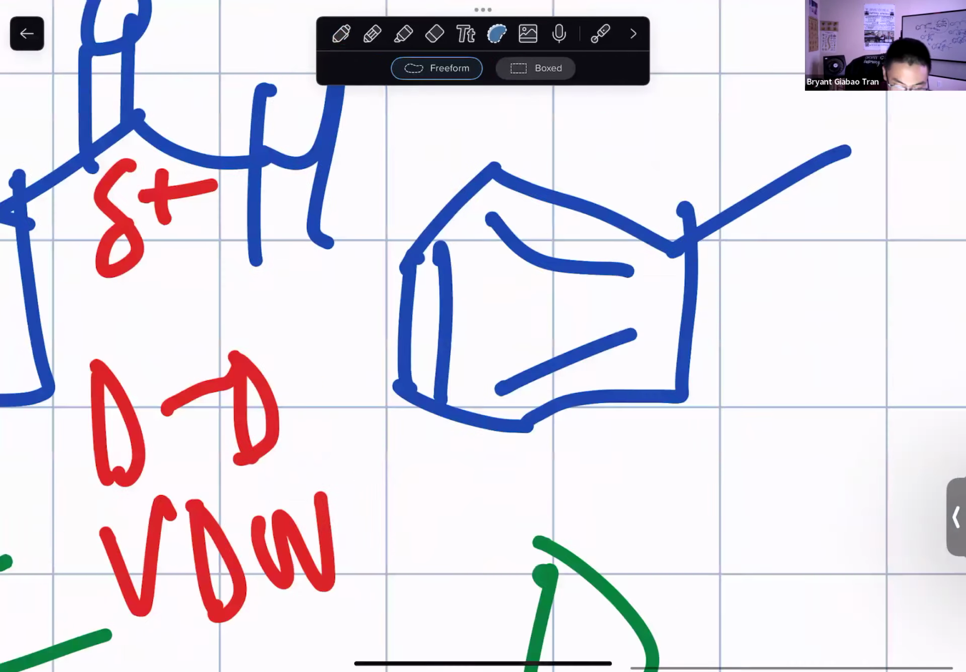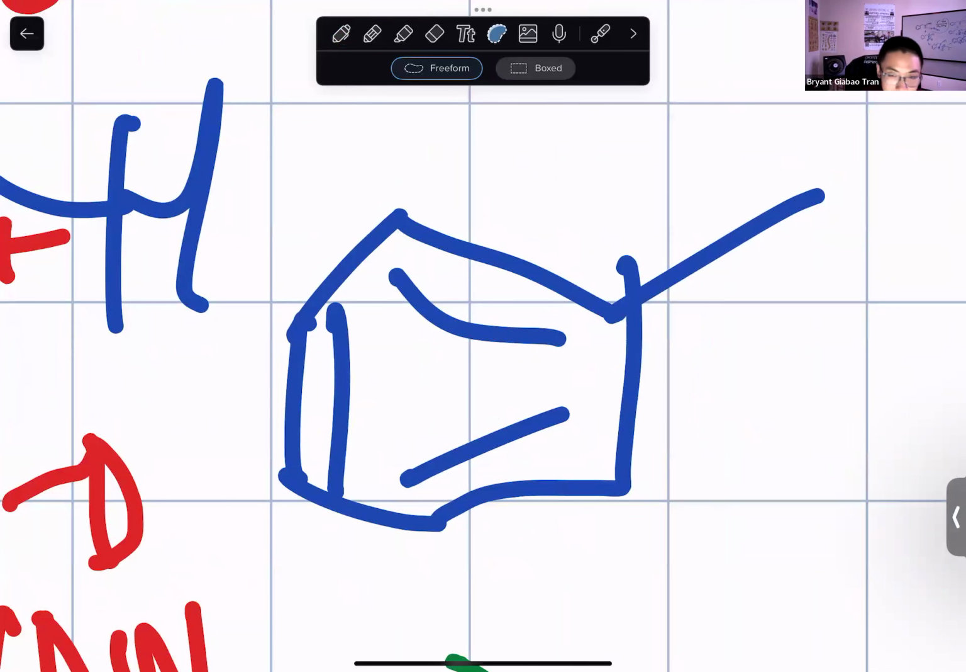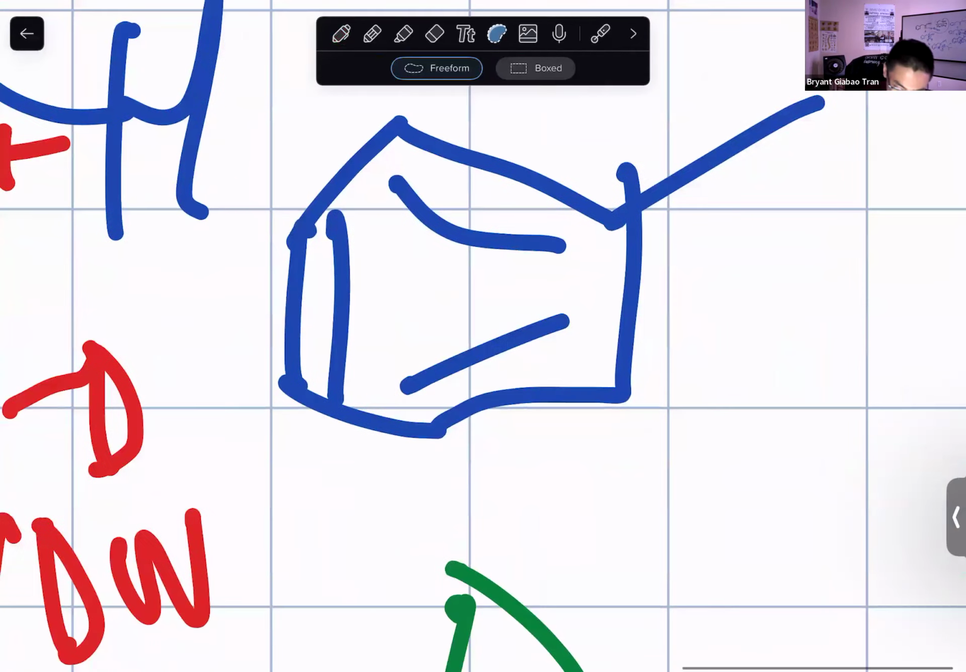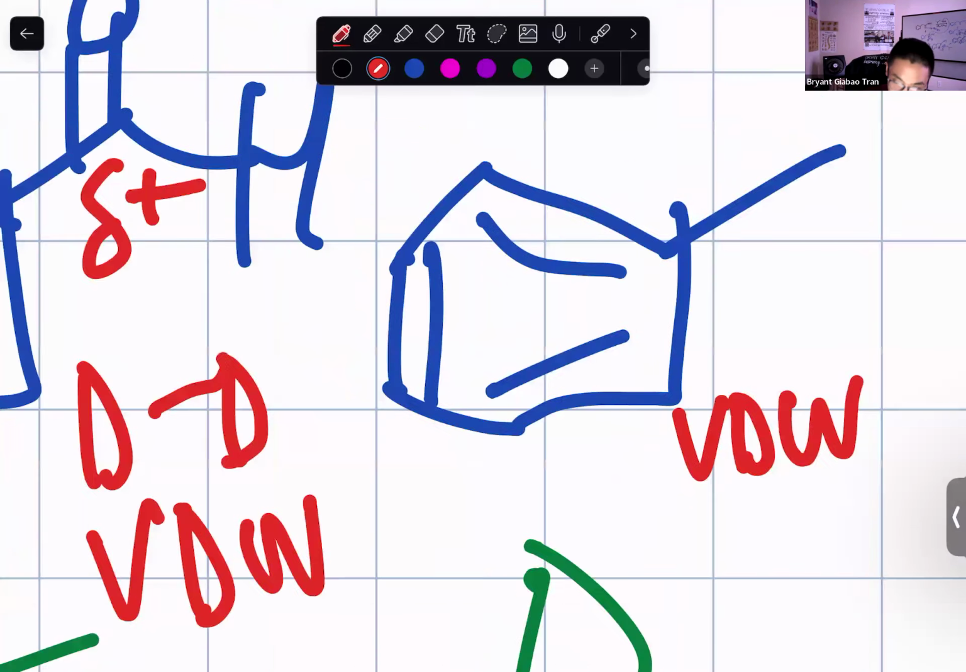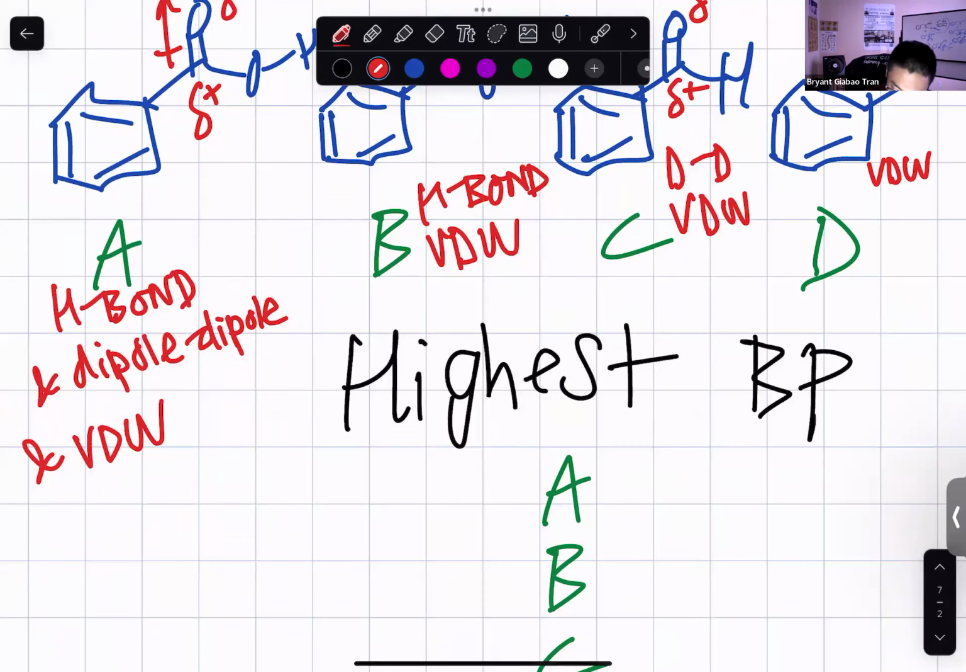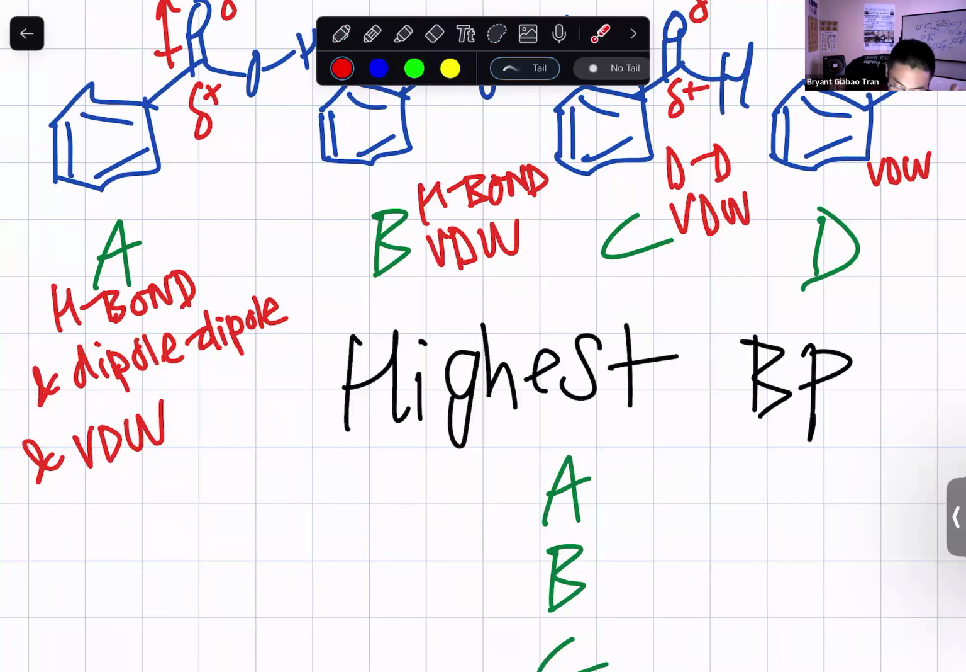And then D, there's no H bond, there's no partial charges. It's just hydrocarbons, just carbons and hydrogens everywhere. So it's just van der Waals, the weakest intermolecular force, making that have the lowest boiling point, because it doesn't require that much energy to break those van der Waals interactions. So it should be A, B, C, D.